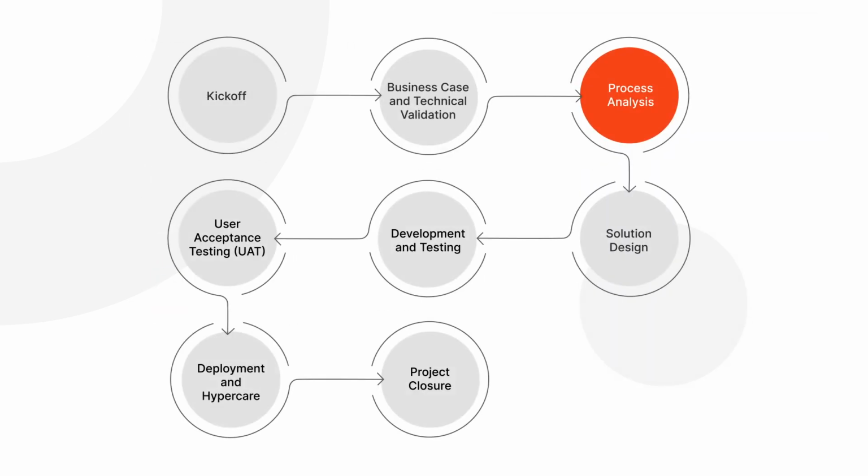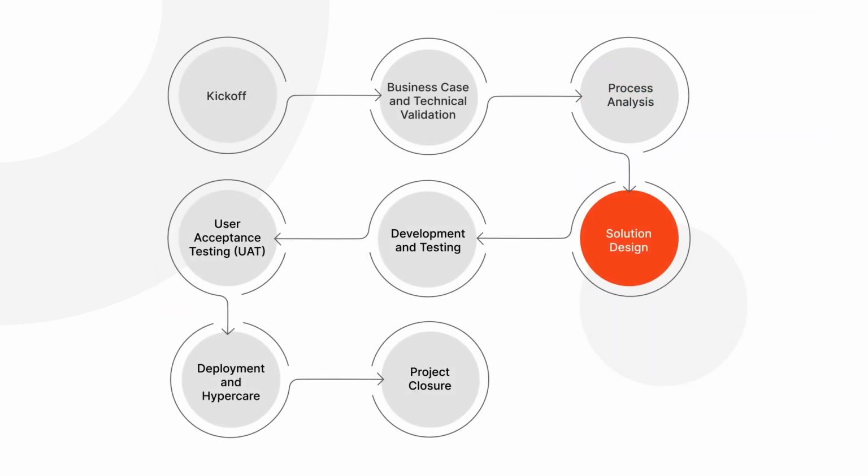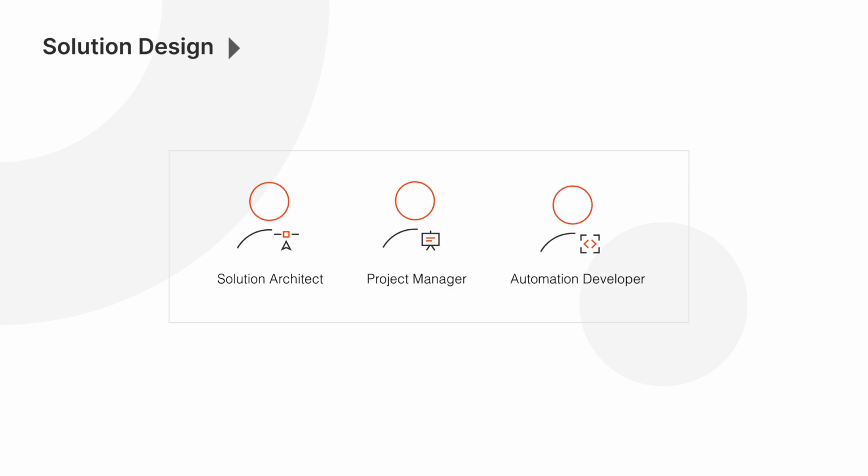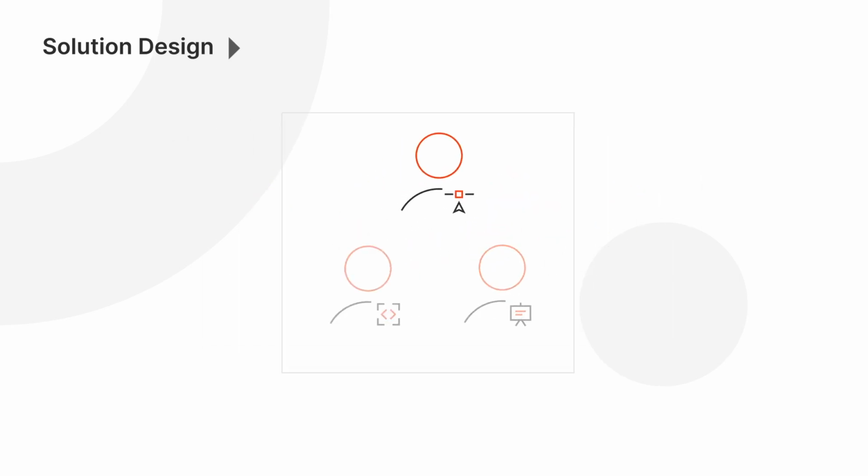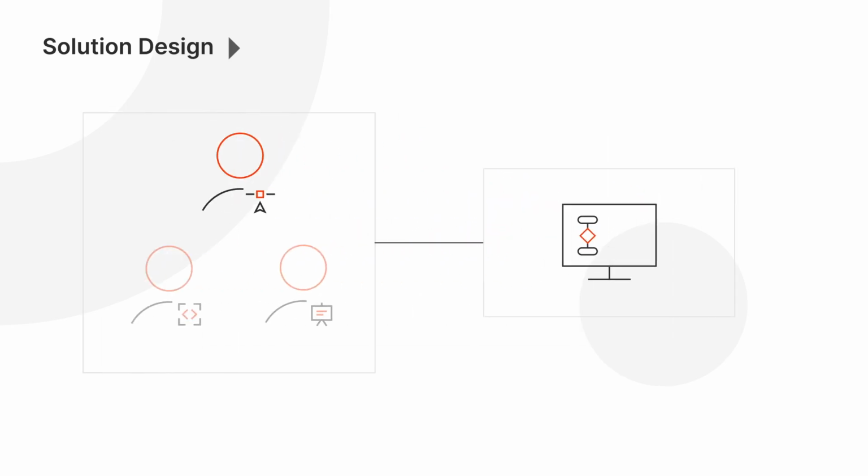Once the business requirements of a process are finalized, the solution design stage of the implementation process begins. The key role involved in this phase is the solution architect, taking help from the project manager and the automation developer. During this stage, the solution architect designs the future state flow and maps out the various modules to be developed to complete the automation. The application tracker is used to record access required by the developers to build the automation and for the automation to be run in UAT and production.